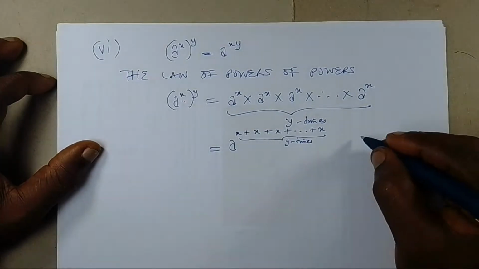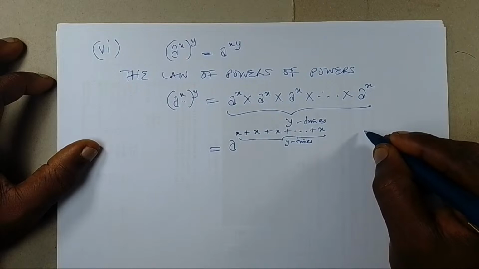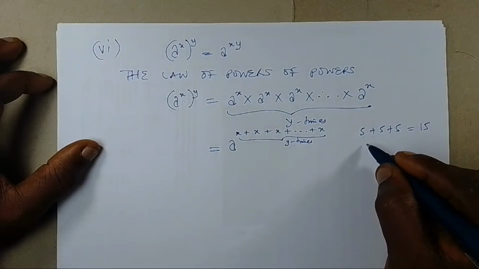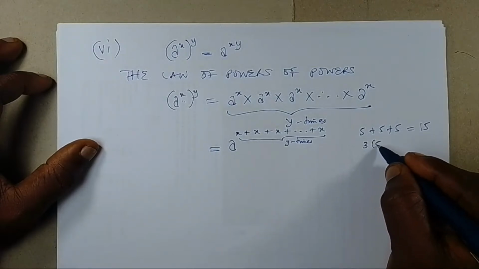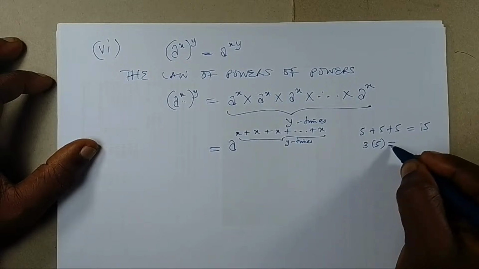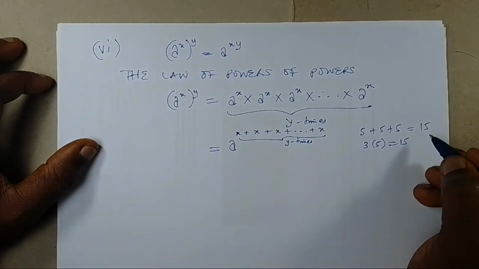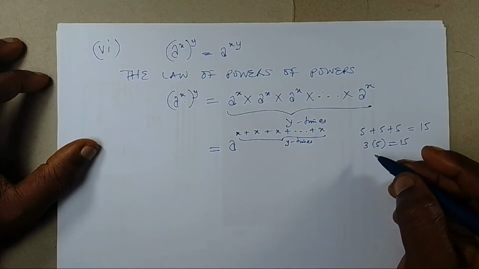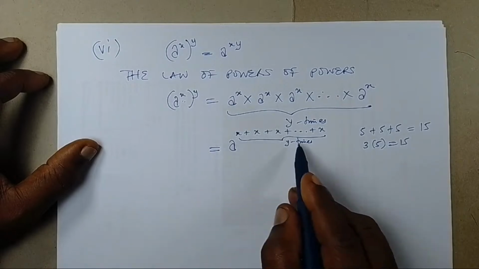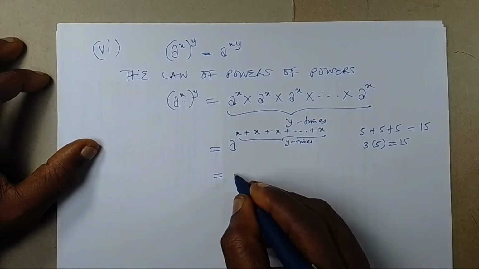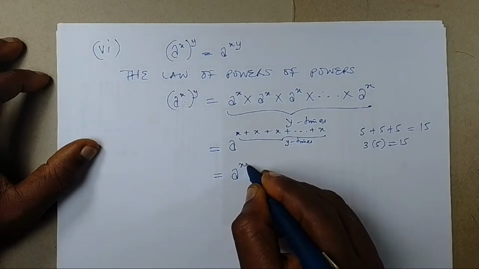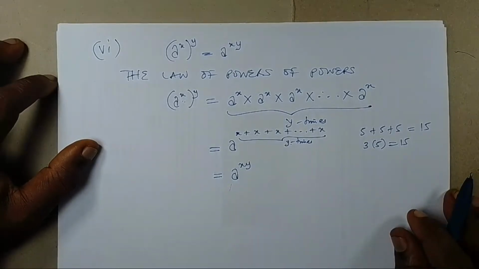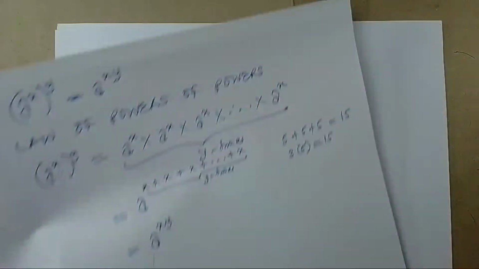Now take a look at these. If I told you to add 5 plus 5 plus 5, your answer will be 15. Won't it be the same thing as saying 3 times 5? Of course, it is the same thing. Because if you are adding 5 to itself 3 times to give 15, the answer is the same as multiplying one of the 5s by 3. So if you are adding x, y times, the answer you get is the same as multiplying x by y. And that shows you that this law of powers is true. And that proves law number 6.